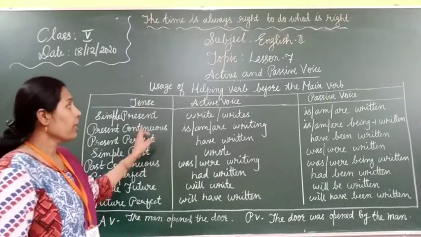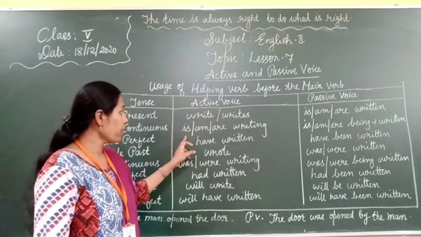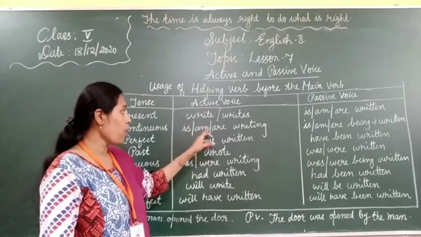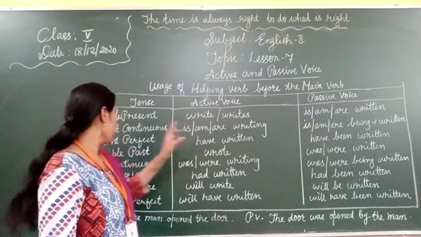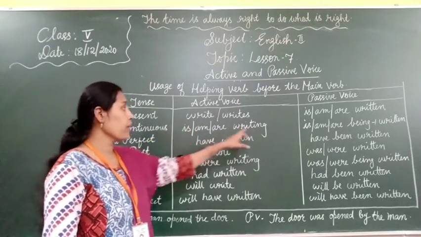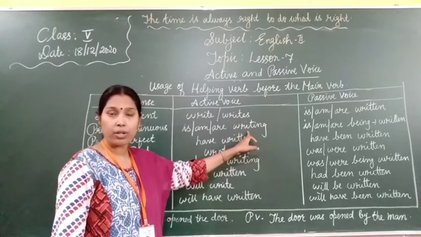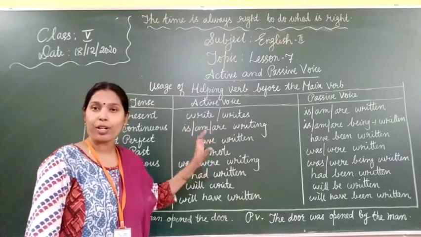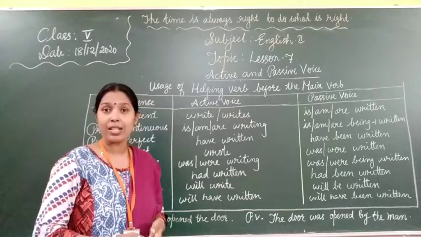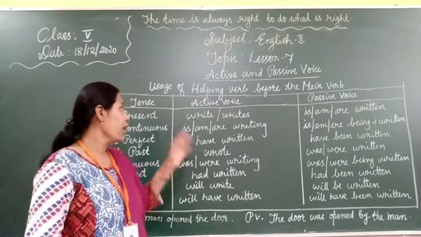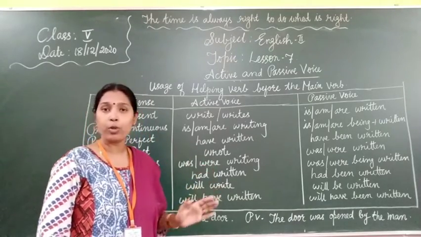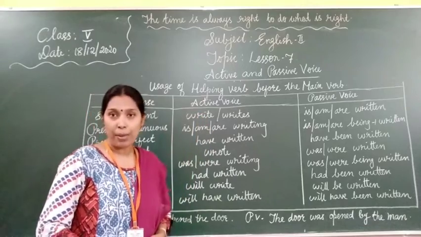Continuous tense, then in active voice the helping verb is, am or are plus writing. In any kind of continuous tense we will add ing after the verb, right? So this is the form. You just go through the previous lessons and you have to learn the forms of tenses. Then only you will be able to convert active voice into passive voice.